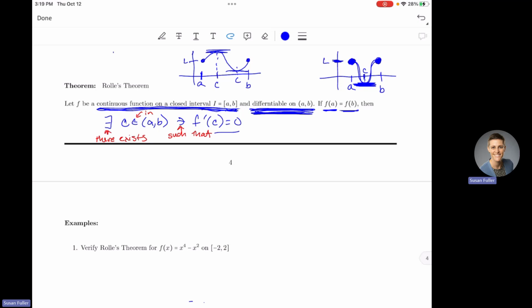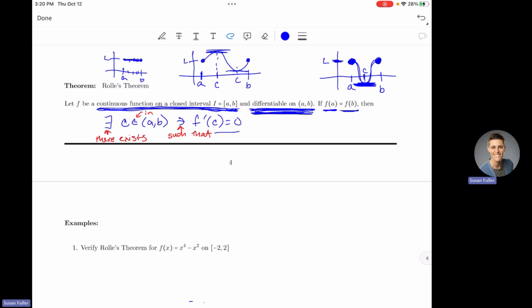And notice, the really strange case, kind of the weirdest case that we could have, is if your y values are the same and you don't go up or down, then you're flat. And that means that you have a zero slope at every point in here, which means every point between a and b could be a c value. So you have infinitely many. That's kind of the strangest case.